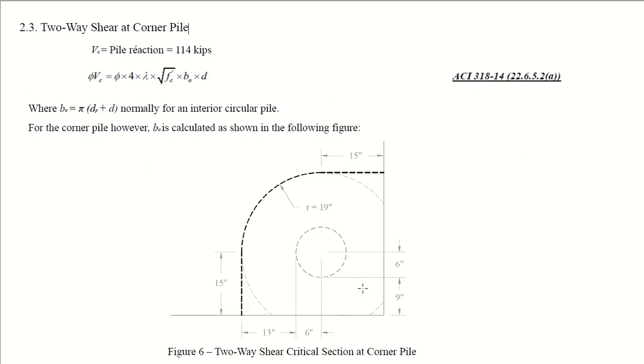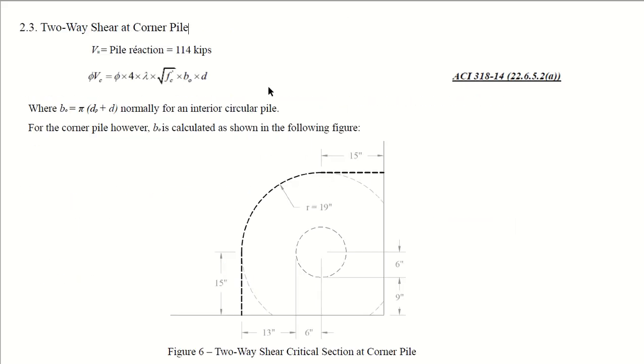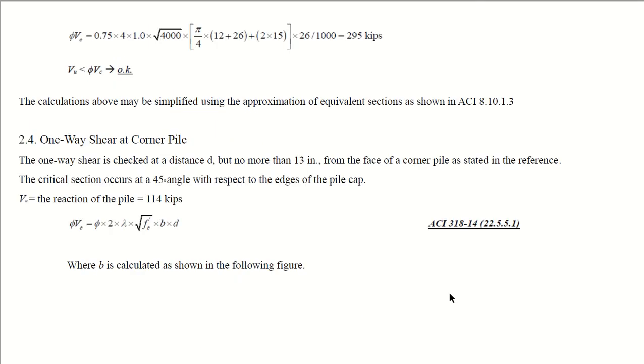You know what is 26 and what is 12. Okay, so you have to multiply this term with the pi by 4, plus 2 into 15, and you know what is 15, right? 6 plus 9 is 15. So putting the values in this equation gives 295 kips of phi Vc. Vu is less than phi Vc.